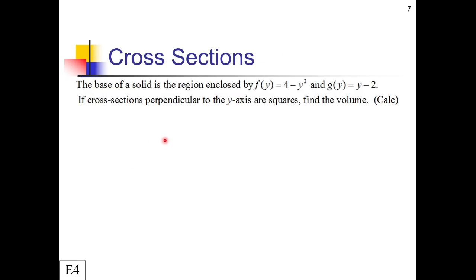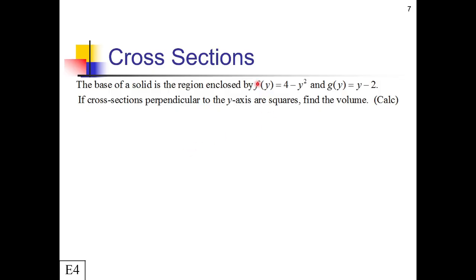For our final example, we'll do one of these cross-section volume problems. And this one, the base of a solid is given by the region enclosed by this f of y and g of y function. So we have kind of a quadratic and a linear sort of deal going on. Cross-sections perpendicular to the, here's the wording, to the y-axis are squares, and they want us to find the volume. So again, this y-axis is tipping us off that we need to integrate with respect to y. So pause the video and try this one out, and this is another calculator one.